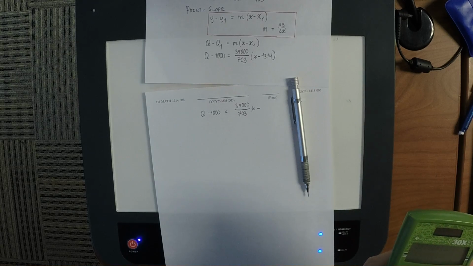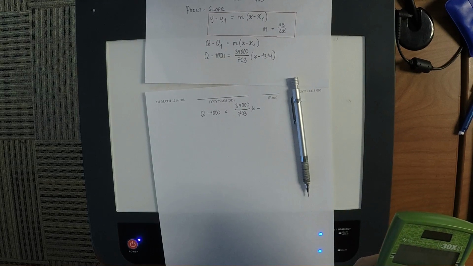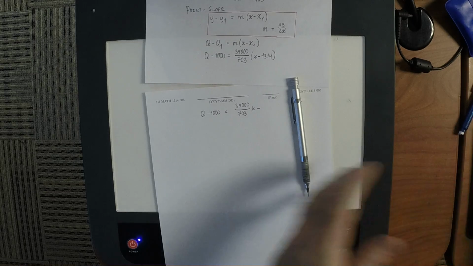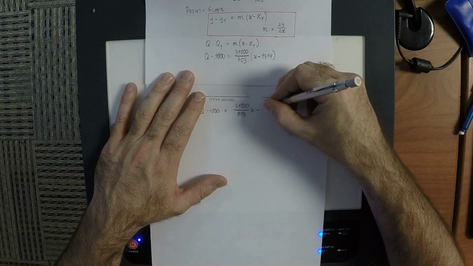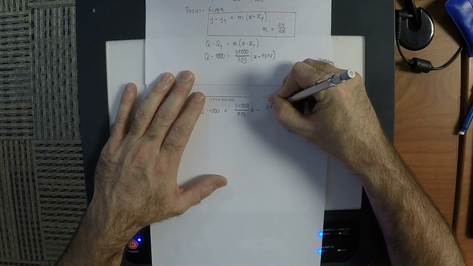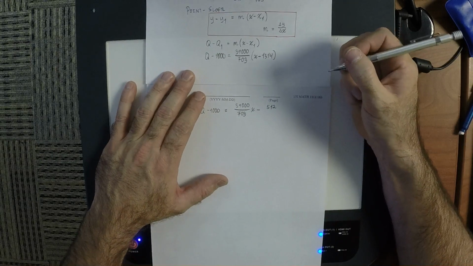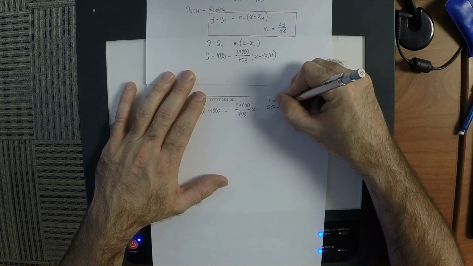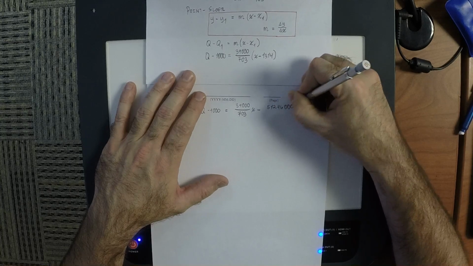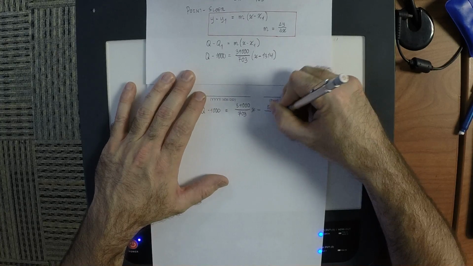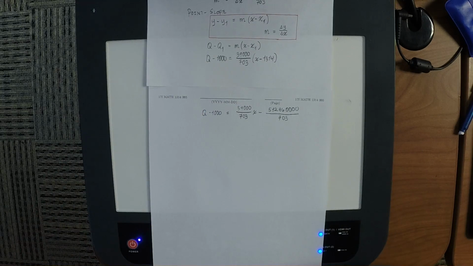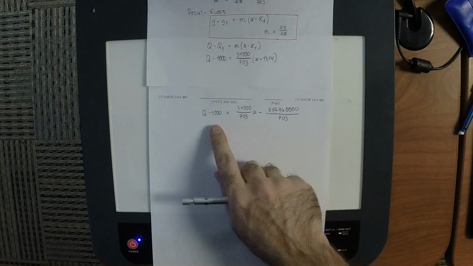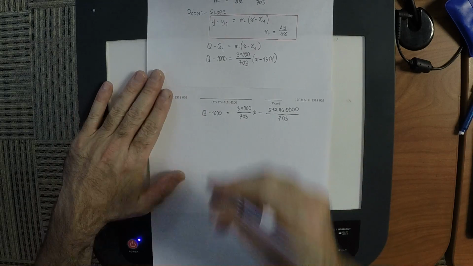$39,000 times 1314. So that would be 512, and then 46, and 4 zeros, and then over 703. Okay, good. So now I'll move the 1,000 to the other side.